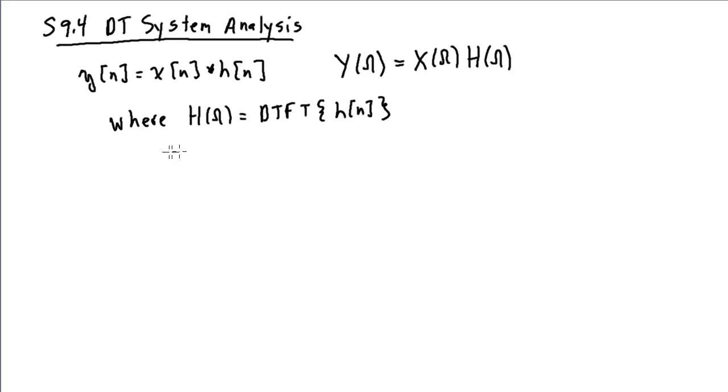For a causal system, it is also true that we can get the frequency response from the transfer function. It's our transfer function evaluated at e to the j omega. Okay, so let's use this approach now to analyze a system. We'll work an example problem.